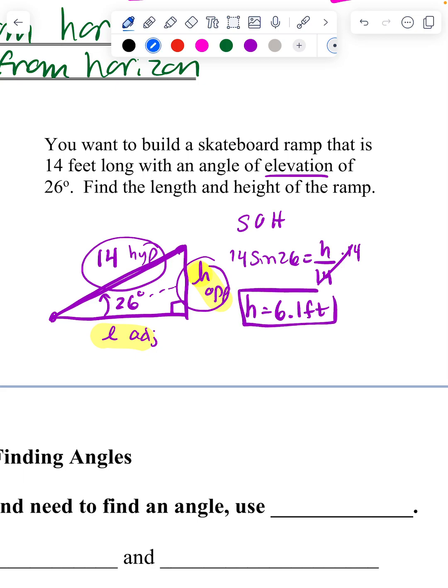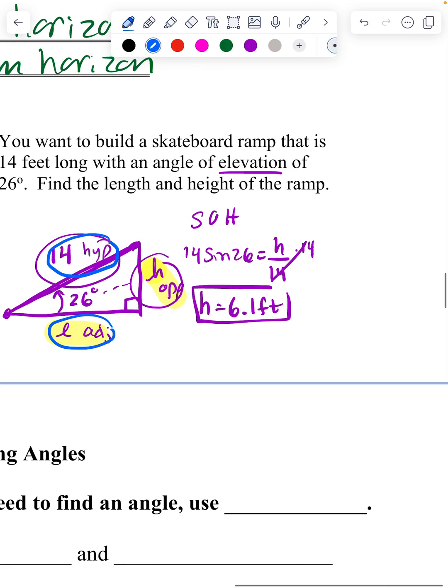And then when it's time now to find the adjacent, I still have to use the other given piece of information. But since I know adjacent and hypotenuse are involved, I'll have to choose cosine. So the cosine of 26 will be the adjacent, which is the length I don't know, over the hypotenuse of 14. And I just bring the 14 up to both sides.